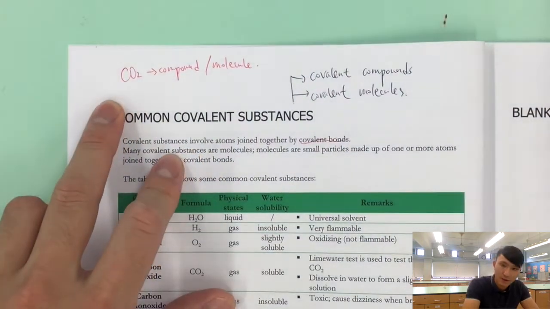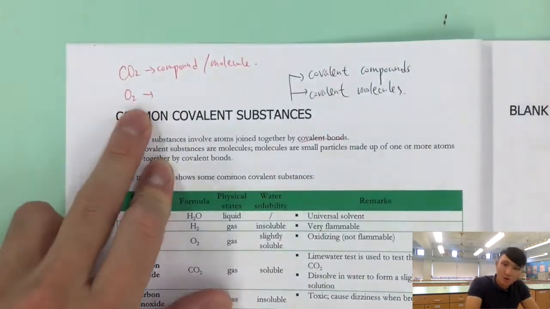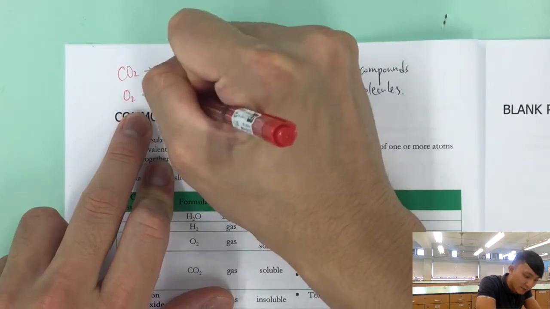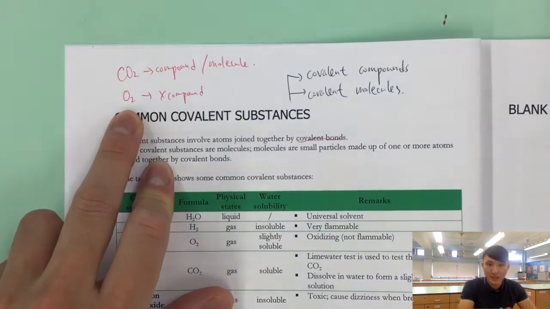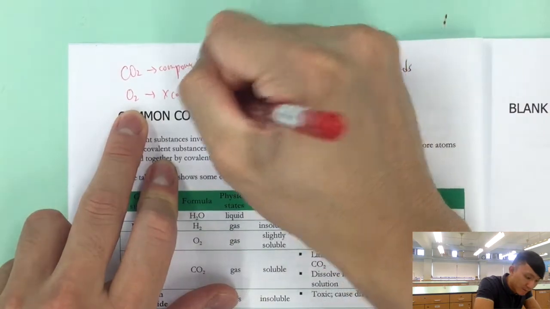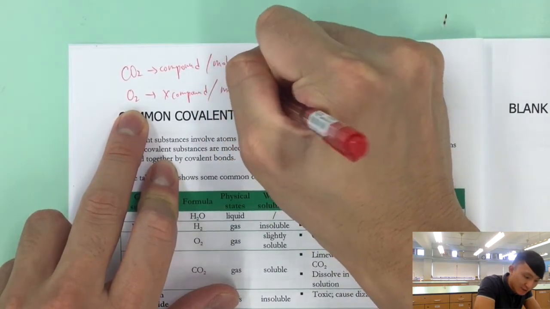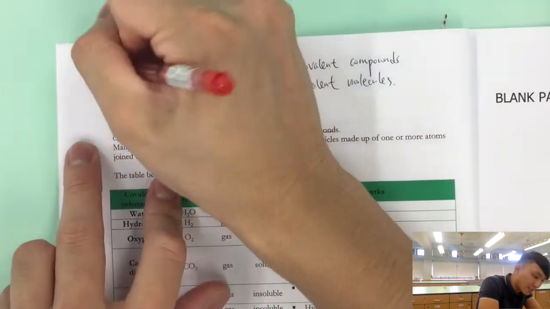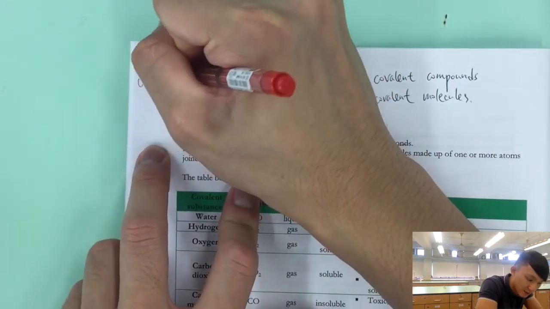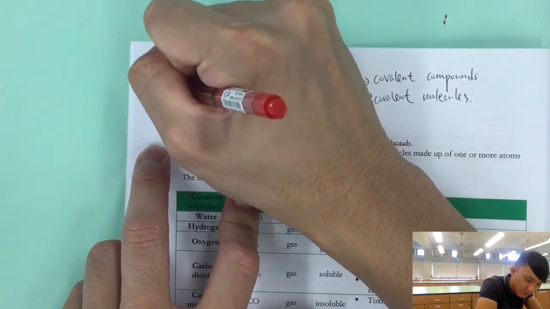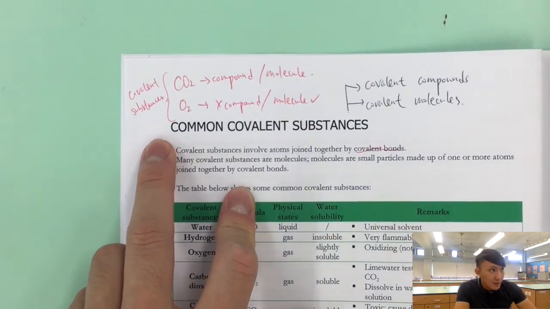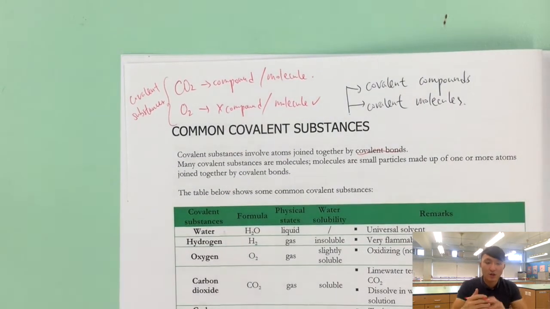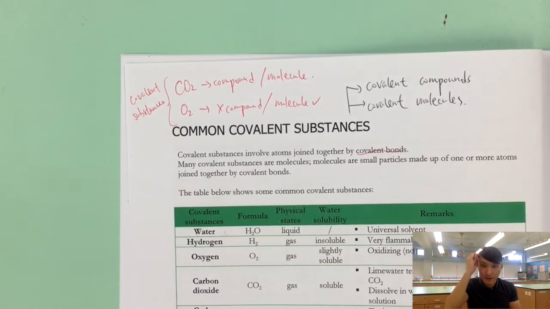But if I have O2, O2 is not a compound because only one type of atom. But it is a molecule because it contains one or more atoms joined together by covalent bond. And all of these are covalent substances. Is that clear? So make sure you understand those terms: what do you mean by molecules, compounds, covalent substance.